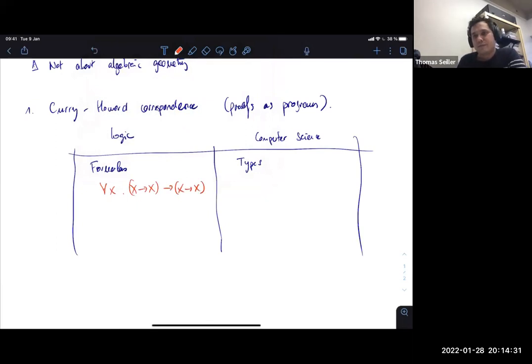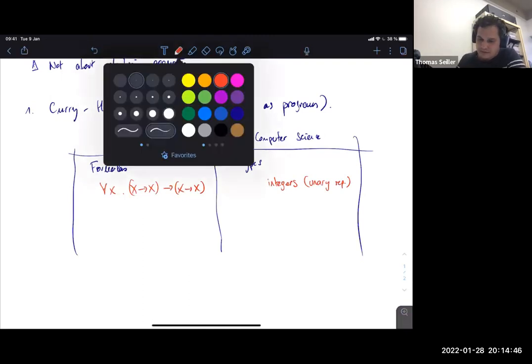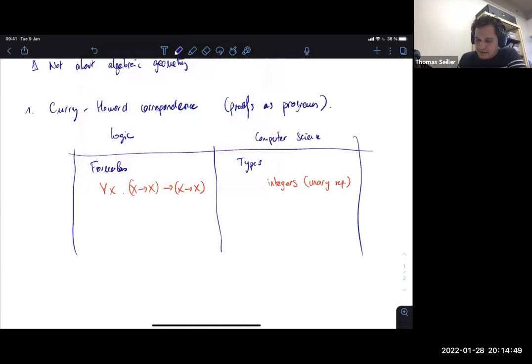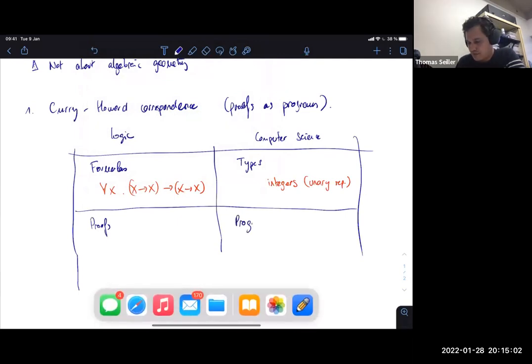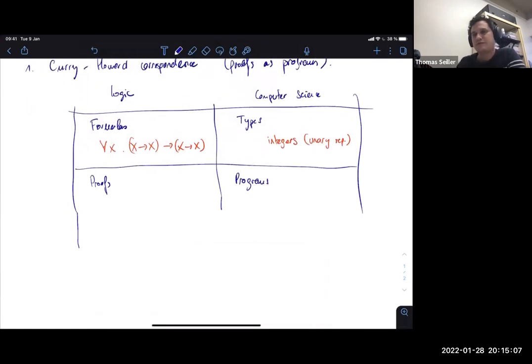So this formula, I will tell you, corresponds to integers in unary representation. I choose the unary representation because it's easier to explain. Of course, we have others. And once you have formulas corresponding to types, you will see that proofs, in a formal system that I won't explain, of the formulas correspond to programs of that type, right? So it's a functional approach.